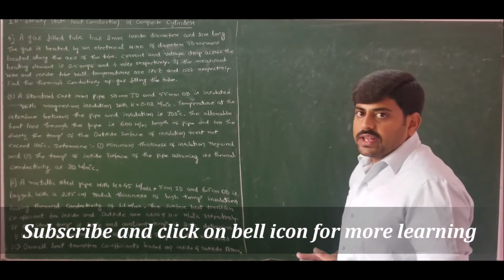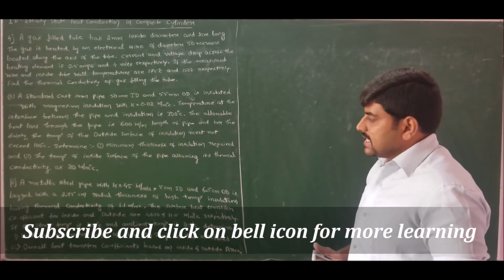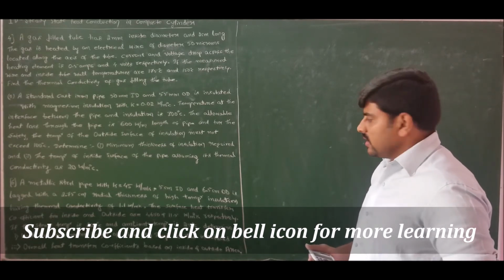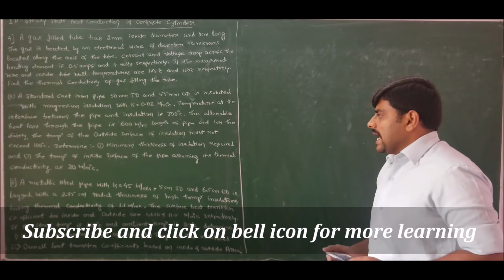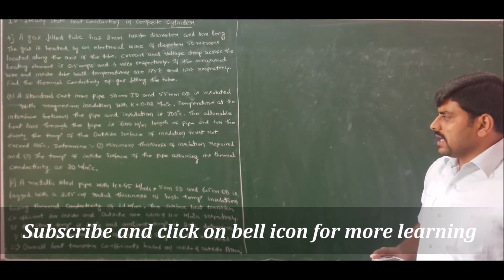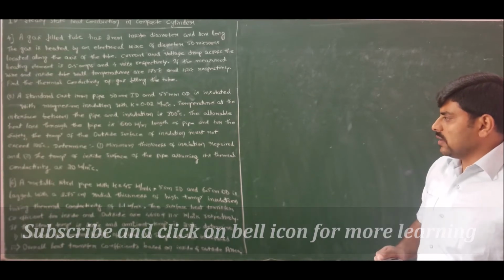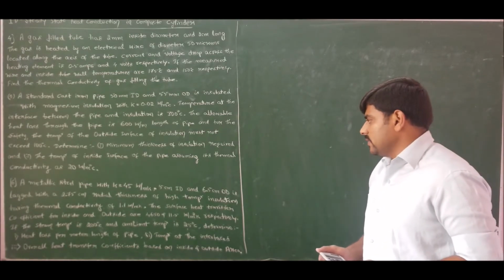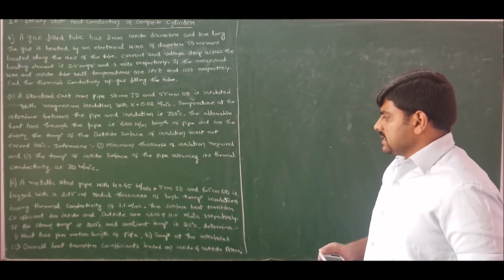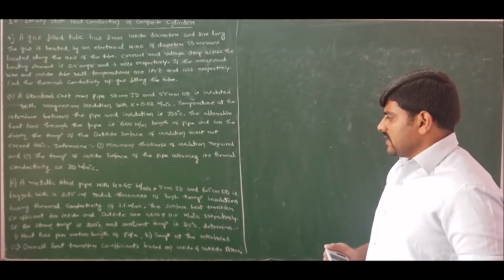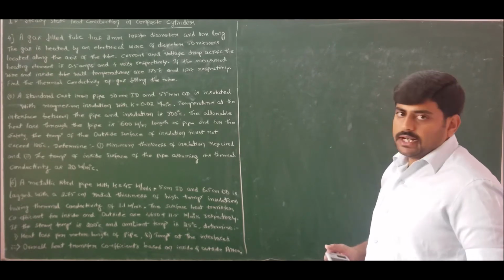Now moving ahead for the final problem of today's lecture, problem number 6, which states that a metallic steel pipe with K equal to 45 watt per meter Kelvin, 5 cm inside diameter and 6.5 cm outside diameter is lagged with a 2.75 cm radial thickness of high temperature insulation having thermal conductivity of 1.1 watt per meter Kelvin. The surface heat transfer coefficients for inside and outside are 4650 and 11.5 watt per meter square Kelvin respectively. If the steam temperature is 200 degrees Celsius and ambient temperature is 25 degrees Celsius, determine heat loss per meter length of pipe, temperature at interfaces, and overall heat transfer coefficient based on inside and outside area.